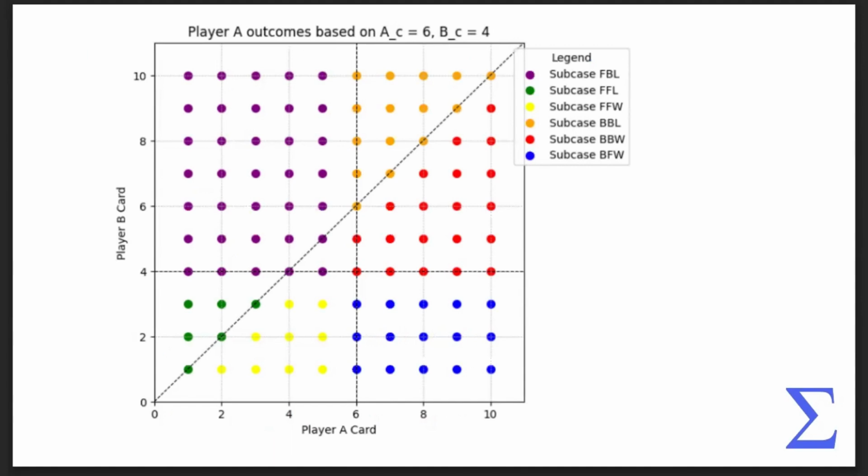Here I just plotted, for n equals 10, player A's cutoff is 6 and player B's cutoff is 4. I colored the 6 different regions here, and the lattice points correspond to all the different possible cases. For example, the purple region is where player A folds and player B bets, and player A would always lose that showdown.